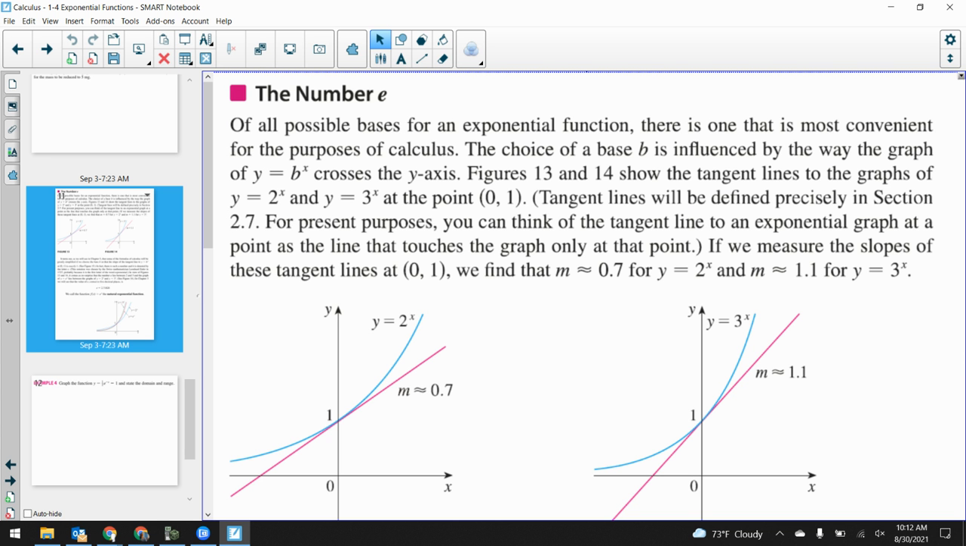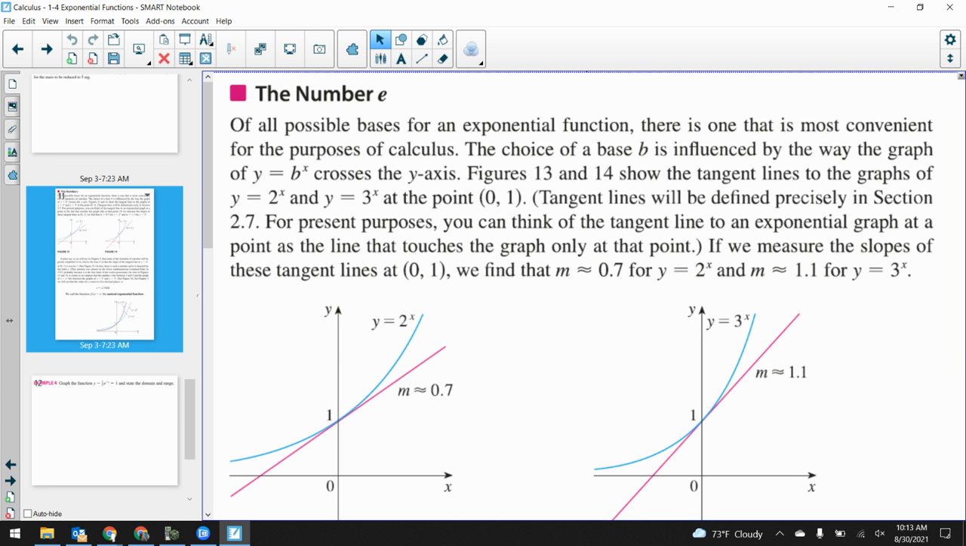So, we talked all about what happens if we change the number. You know, what happens if it's less than 1, it would be a decay. What happens if it's greater than 1, it's going to be a growth. If it's at 1, it's a horizontal line. But what happens if we choose a very particular base called e? Of all the possible bases for an exponential function, there is one that is most convenient for purposes of calculus. And it's most convenient when we talk about naturally occurring things.